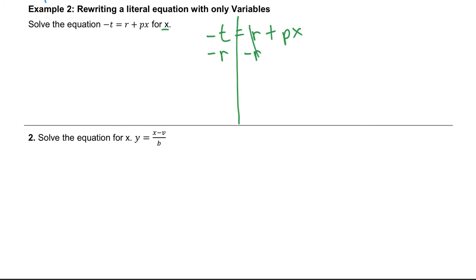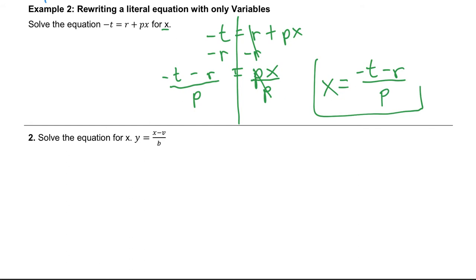So that eliminates r. Now it's worth noting that negative t and negative r, those are not like terms. So I do not combine them. I leave them as negative t minus r equals px. So the way I finish solving this equation is I divide both sides by p. So I divide this side by p, and I divide this entire other side by p. So my final solution is just going to be x equals this entire expression. There is no way for us to simplify that expression any further.